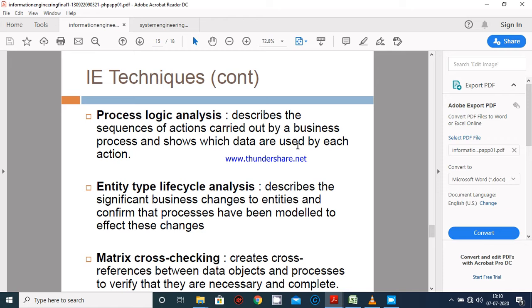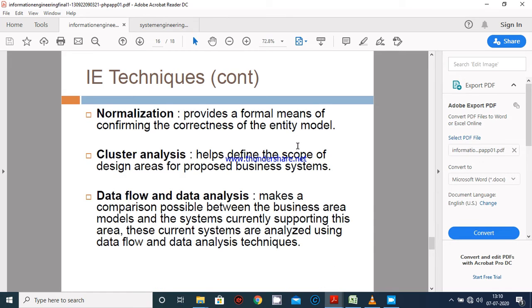Next one is entity type lifecycle analysis. It describes the significant business changes to entities and confirms that processes have been modeled to affect these changes. Next, matrix cross-checking, which creates cross references between data objects and processes to verify that they are necessary and complete.